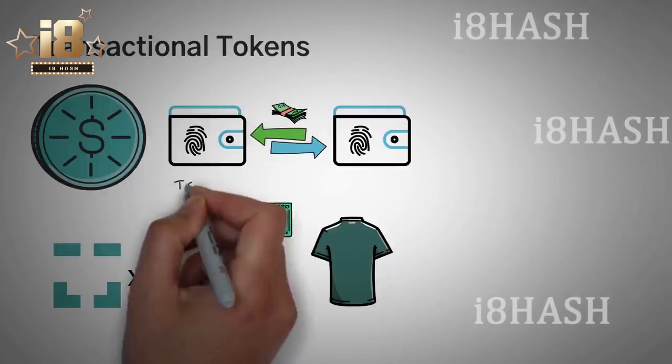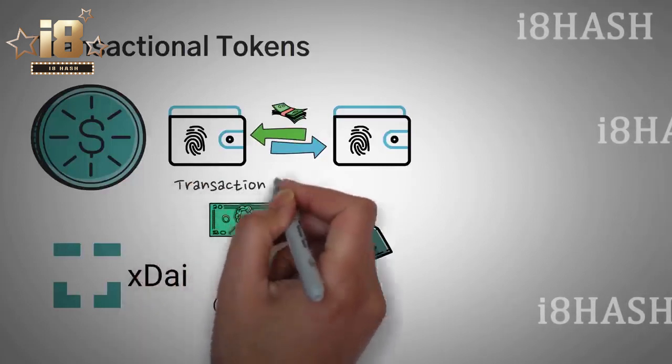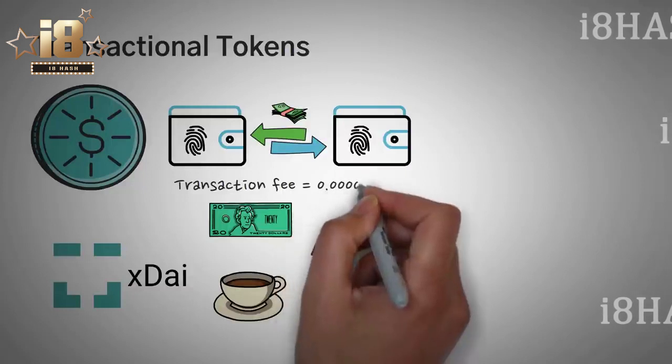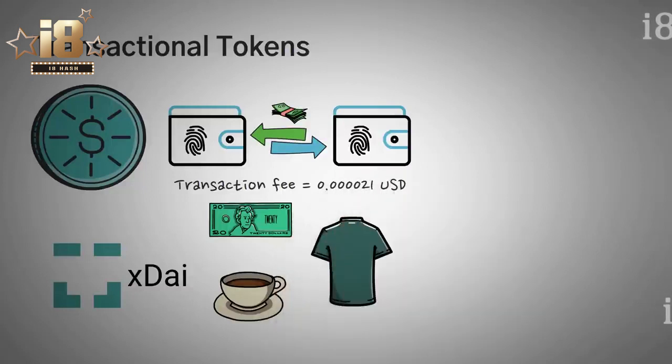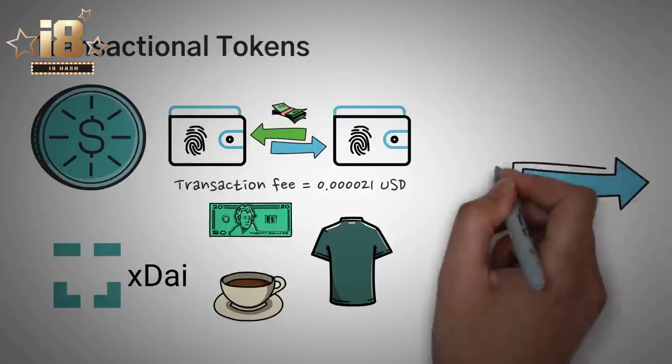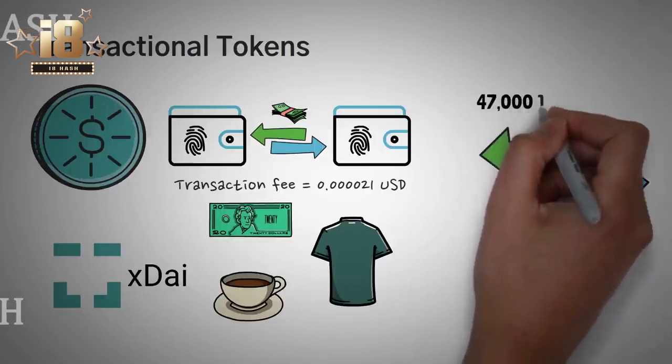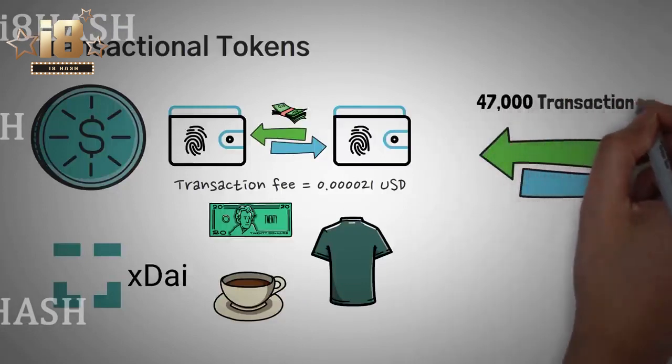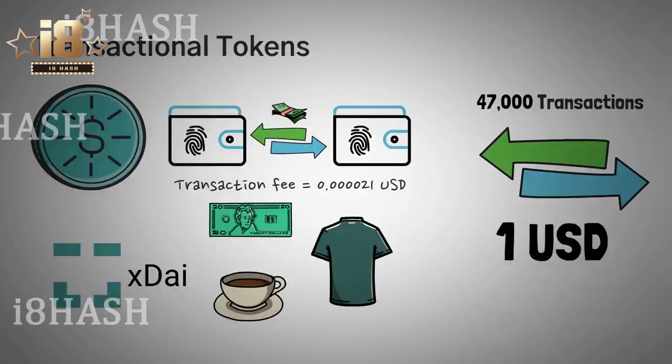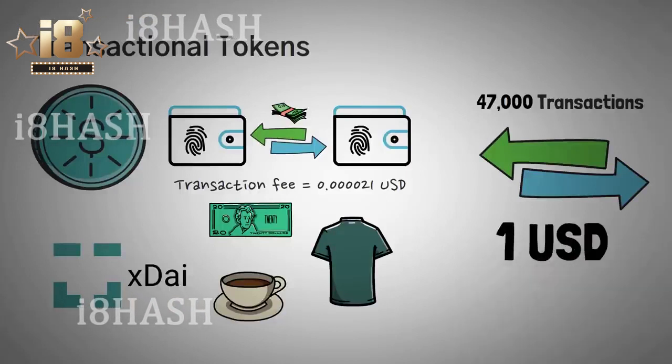However, the expenses of it are super low. Right now, the transaction fee is 0.000021 United States dollars, and that is ridiculously low. To give you an idea of how cheap that fee is, you could make over 47,000 transactions and only pay $1 in fees for them all. Try doing that on PayPal or through a bank wire.